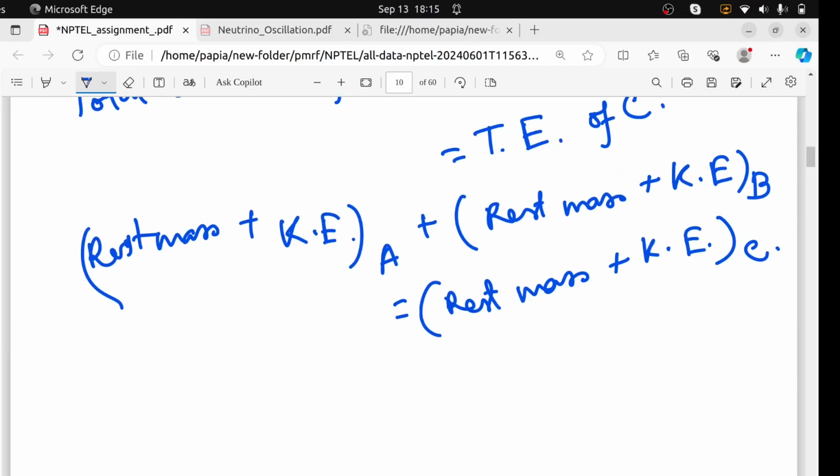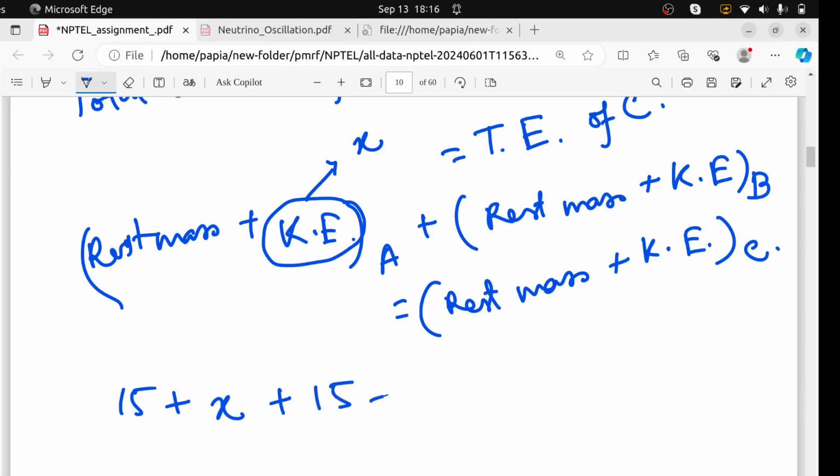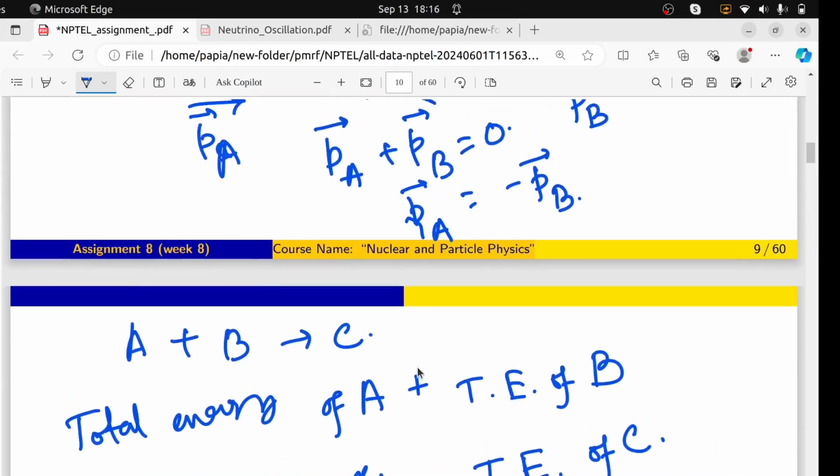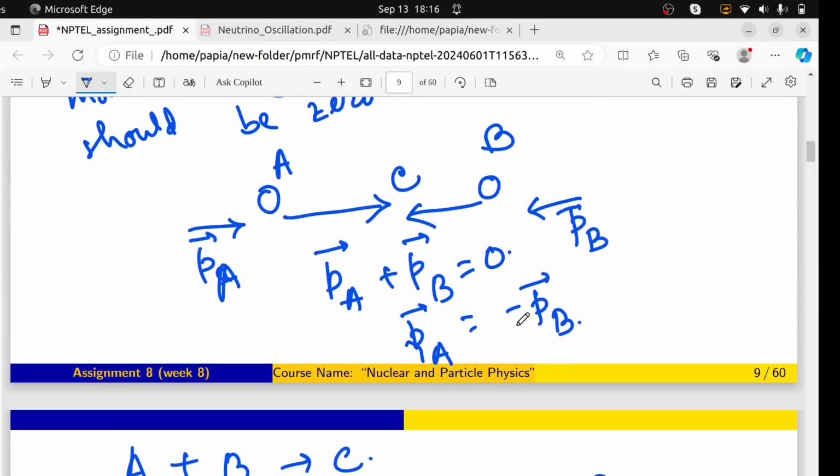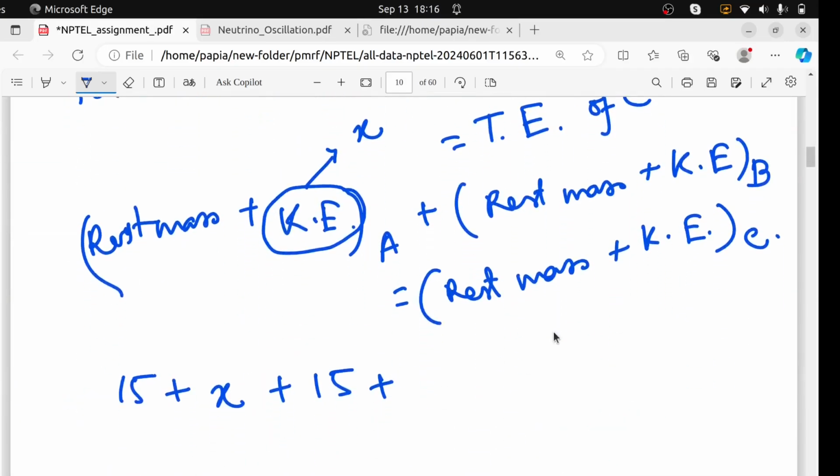So rest mass of A is given as 15 plus, let me write here kinetic energy as x, because that is the main thing we need to calculate. So this is x plus rest mass of B is 15 plus kinetic energy of B. So kinetic energy of A and kinetic energy of B should be equal because P vector is equal to minus P vector. So that means what?